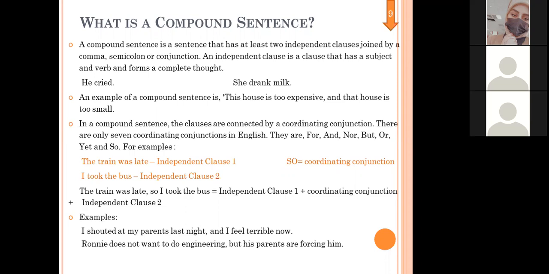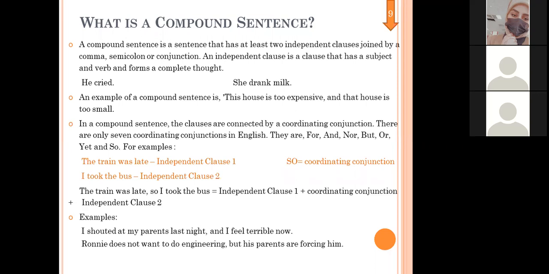In a compound sentence, the clauses are connected by coordinating conjunctions. There are only 7 coordinating conjunctions in English. They are for, and, nor, but, or, yet, and so. For example, the train was late. This is an independent clause. I took the bus. This, the second one, is an independent clause. So, coordinating conjunctions. So هي من أدوات الربط اللي راح تربط بين الجملتين المستقلات.